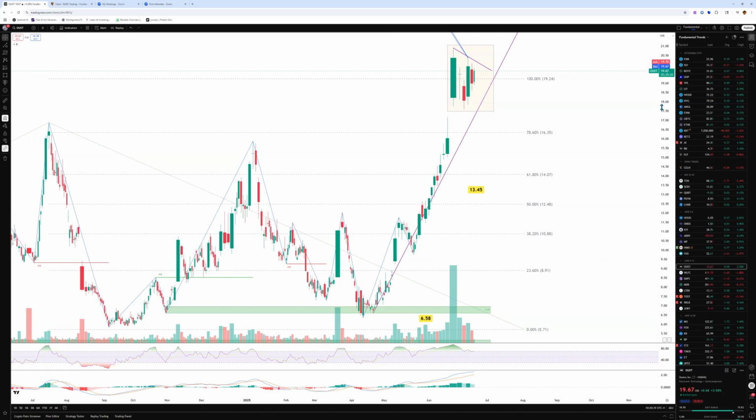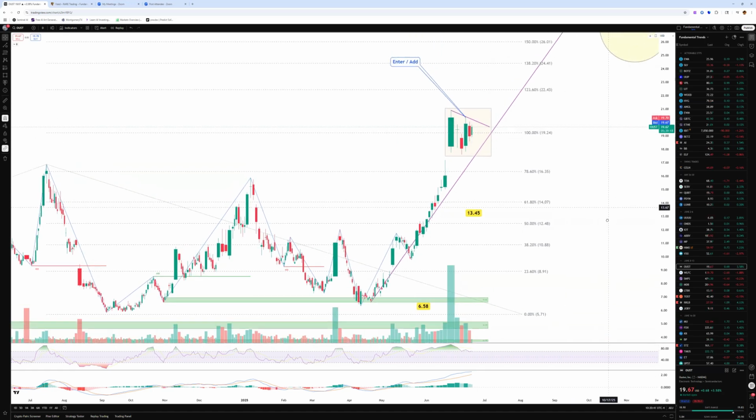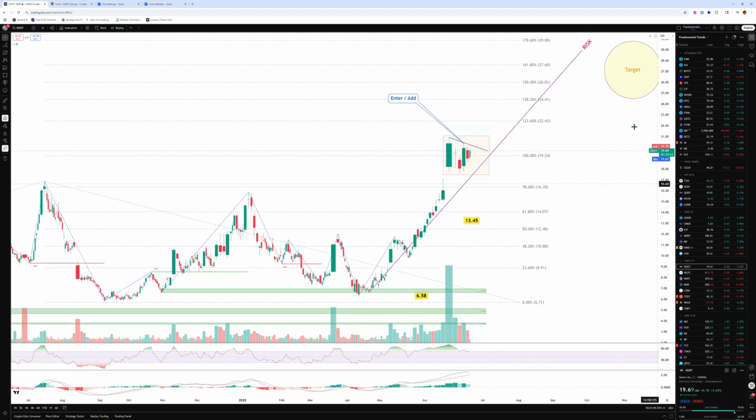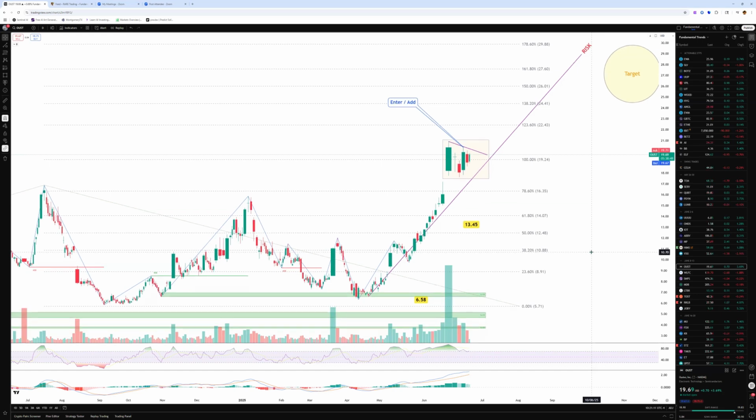Okay, now to OUST. It's working. I plan on adding above this 20.39. Right now my anchor is 6.58 and 13.45. I'm giving this a little more room because of the breadth of the flag. I don't really want to be taken out here. I've got July $25 calls. My initial target is up here around the 1.618, around 27. I don't expect this to pull back.